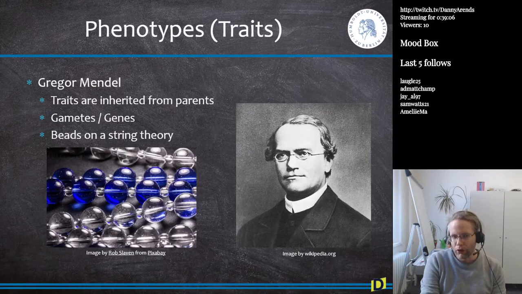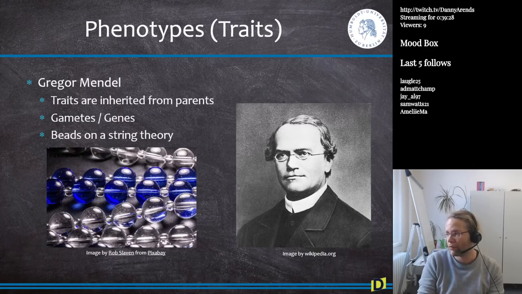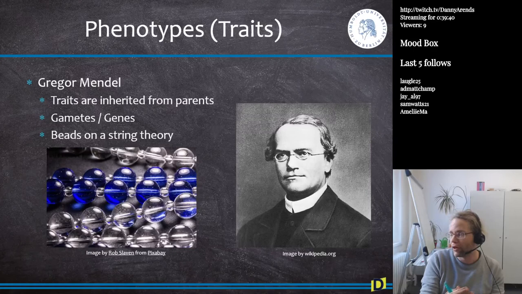He also posed that there is something which he called gametes. We nowadays call this genes. Gametes are things that are produced by, men produce sperm cells, women produce egg cells, and these things contain something called genes. And he imagined genes to be like beads on a string, right? So you have a little string of wire, and the phenotypes are encoded on this string of the wire by individual beads, and these beads you get, half of the beads you get from your father, half of the beads you get from your mother.